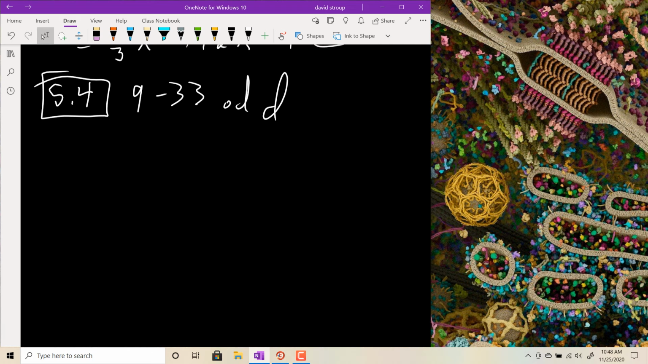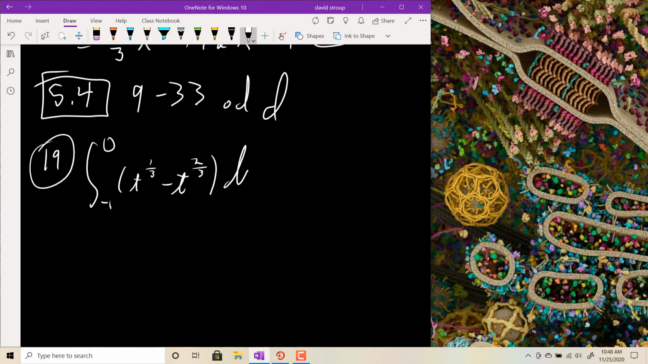So 5.4, yeah, now we're talking about area underneath curves. Instead of indefinite integrals, we have definite integrals, and we're evaluating them, okay? So, for example, let's look at number 19. It's an interesting one. I'm going from -1 to 0, and I have t to the 1/3 minus t to the 2/3 dt, right?